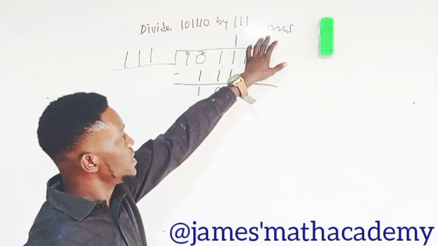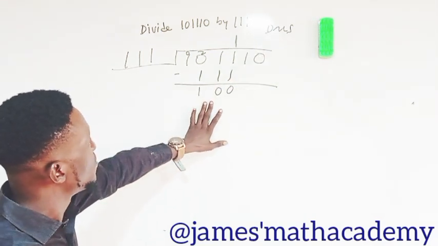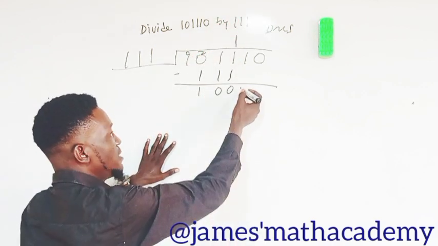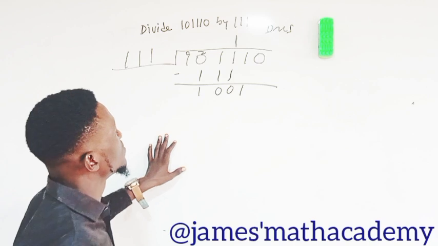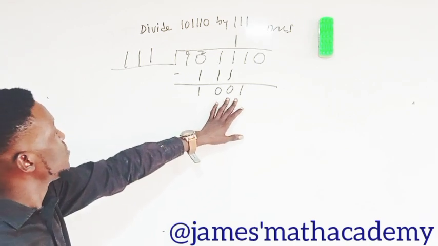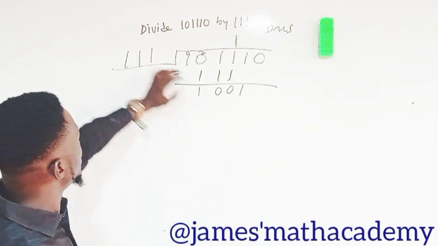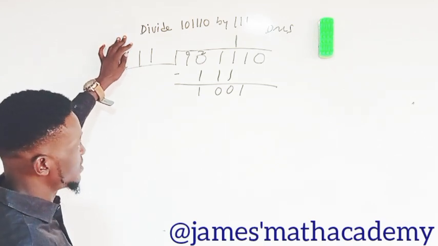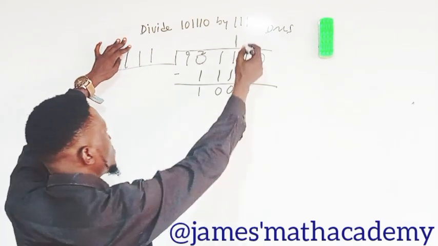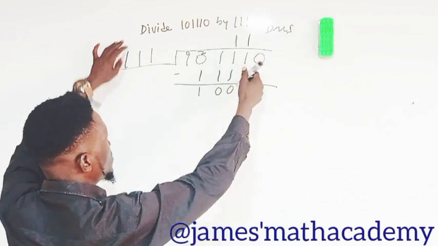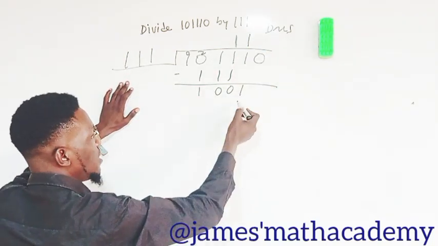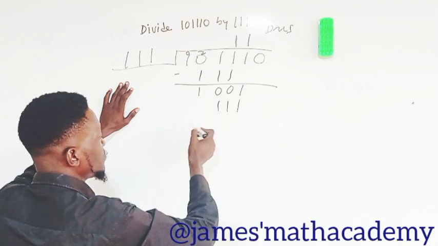I'll go back to my D, because I want to get this number here, so I have to put this number down. Okay. 1001, is it bigger than 111? Yes. Okay. So I'll put 1 here. So I'll go to my multiplication. 1 times 111. I'm still going to have 111.